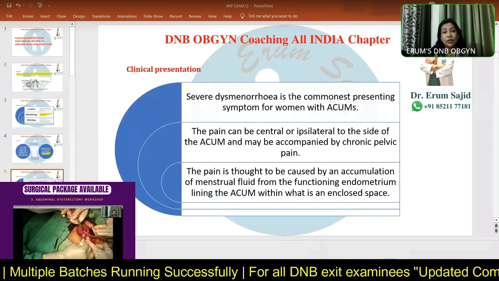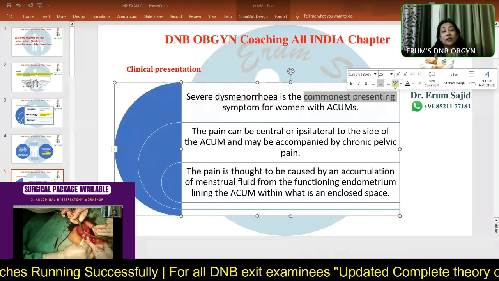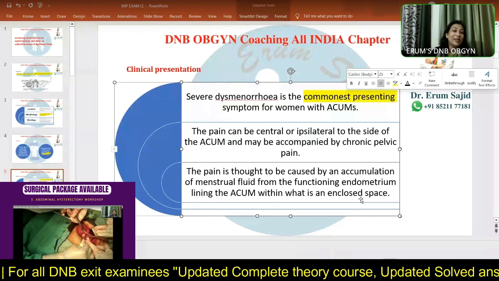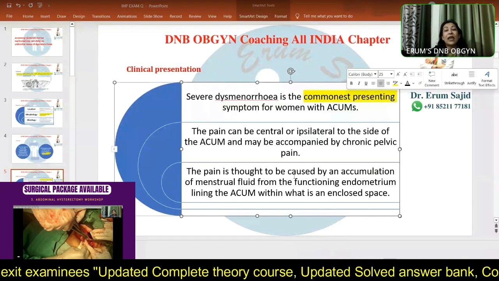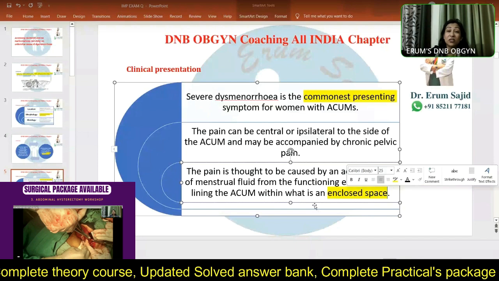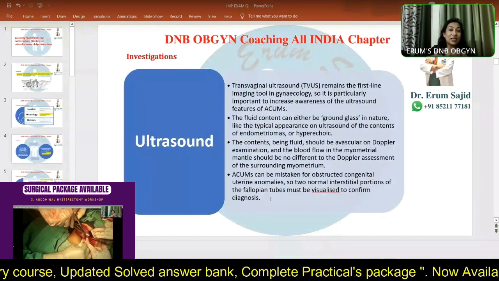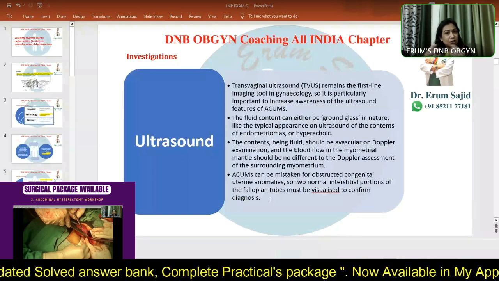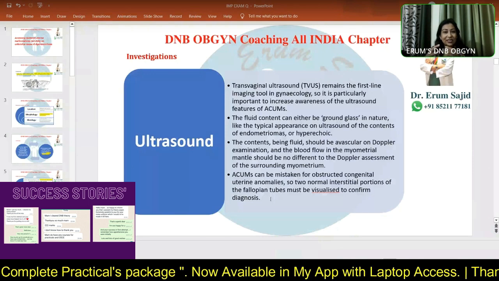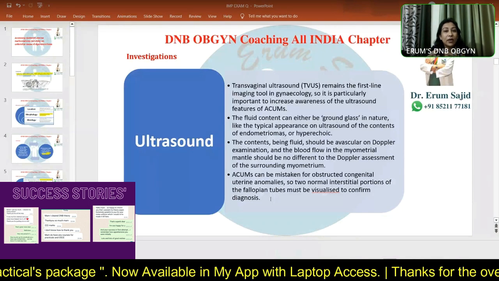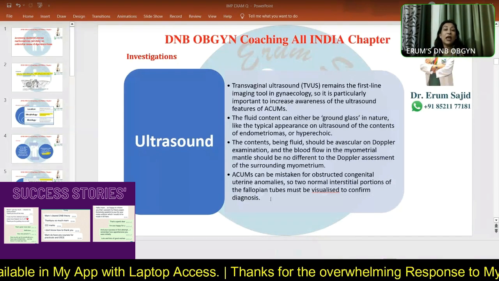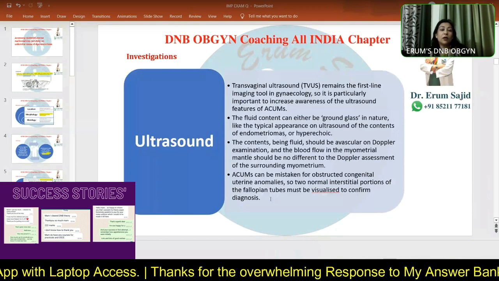See, it's the commonest presenting symptom with these anomalies. Pain can be central, it could be ipsilateral, and pain is thought to be, obviously, because menstruation is going on in an enclosed space. This is what it is. Something like endometrioma, but even worse because it's got myometrium. See, when an endometrioma has a lot of inflammation or a lot of blood collects, it has at least somewhere to stretch a little. This doesn't even have anywhere to go. It's like a very thick myometrium surrounding it, and everything that is accumulating in it causes severe dysmenorrhea.